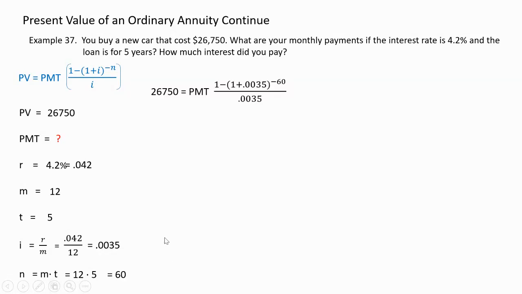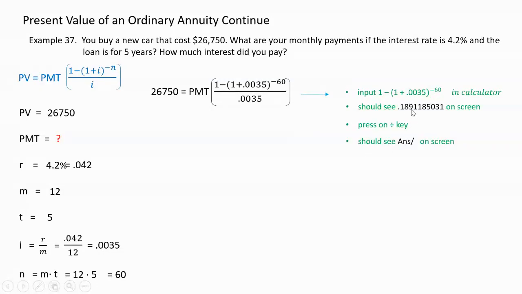Okay, now let's put it into the formula. And again, since we're looking for payments, we're going to use the inverse key. So we're going to put it in the calculator in one steady flow. We're going to enter 1 minus parentheses 1 plus 0.0035 close parentheses to the negative 60 power. So we should see 0.189118531 on the screen. Then you're going to hit the division key. So you should see answer, which is the answer that we just got, divided by, then we're going to enter that 0.0035.